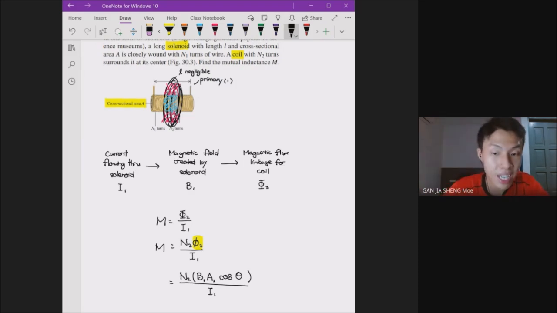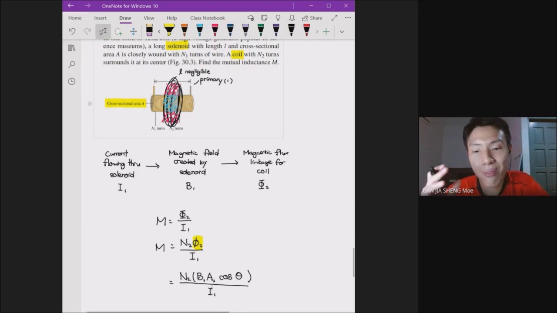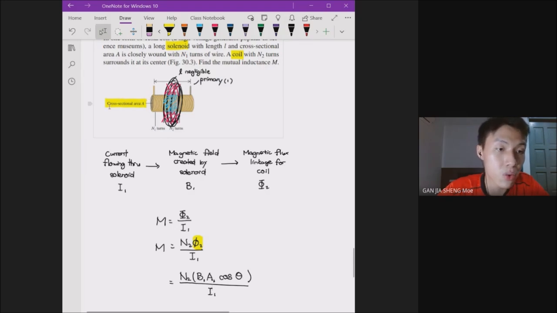They never give us the area of the coil, but we know that the coil must either be equal to the radius of the solenoid or is larger than the area of the solenoid. So if the coil is having an area larger than the solenoid, then the magnetic field is only happening at the region where it's equal to the cross-sectional area of the solenoid. Okay, I'm making it a bit too complicated.